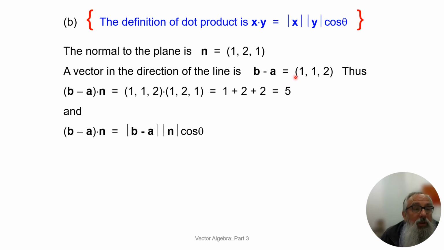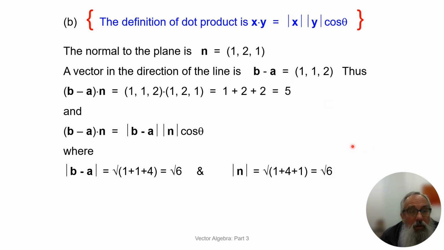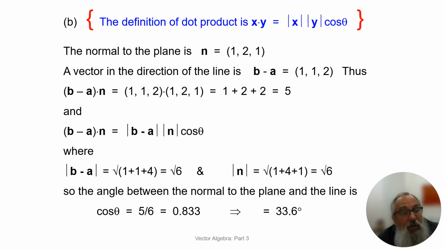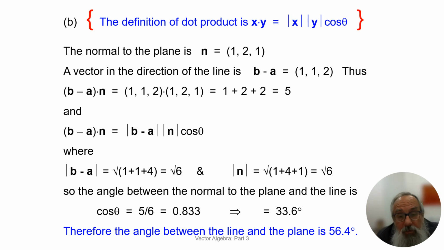So we just dot product these, we get a value of 5, and then we say that 5 is equal to the right hand side of the dot product, and these are root 6 and root 6, so that comes out to be 6. So we divide the 5 by 6 and we get an angle of 33.6 degrees between the line and the normal to the plane. So we need to add that up to 90, so the angle between the line and the plane is 90 minus 33.6, which is 56.4 degrees.